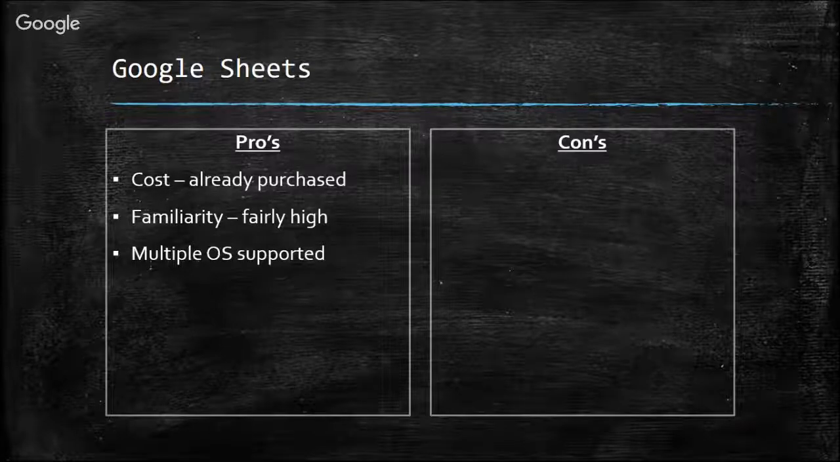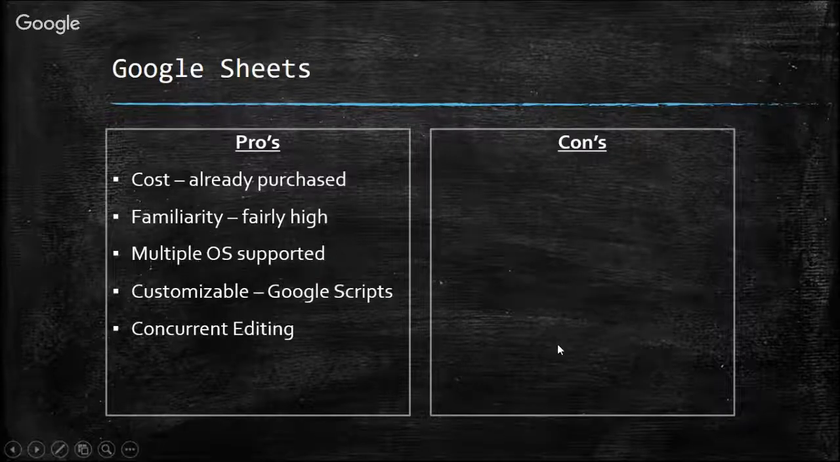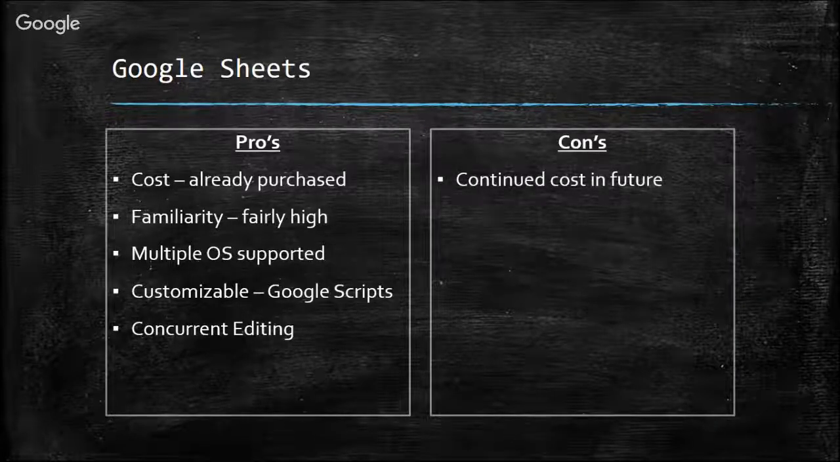It's supported on multiple operating systems in browser. And it allows for customizability using Google Scripts, so we can have new additional behaviors added as we need. Concurrent editing by several different staff members at the same time without ruining the whole process. The con would be there's a continued cost in the future. However, we are in the Google infrastructure, so that is a known cost.